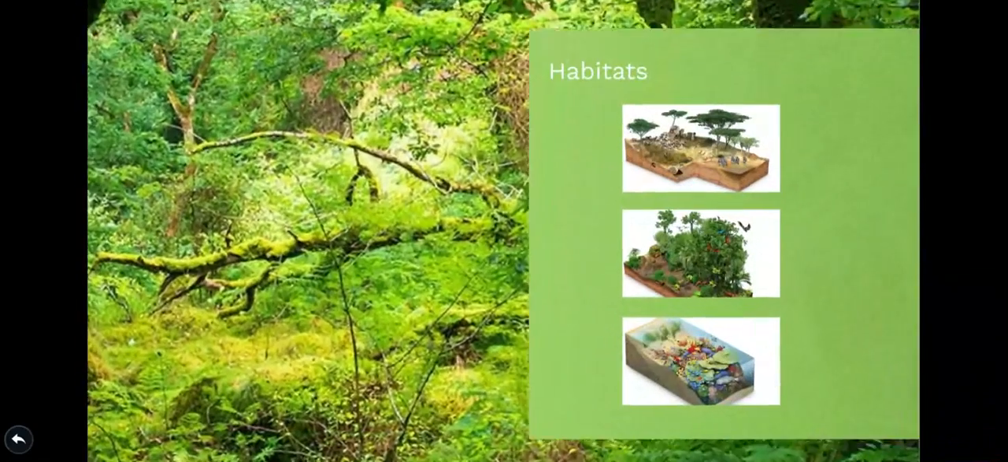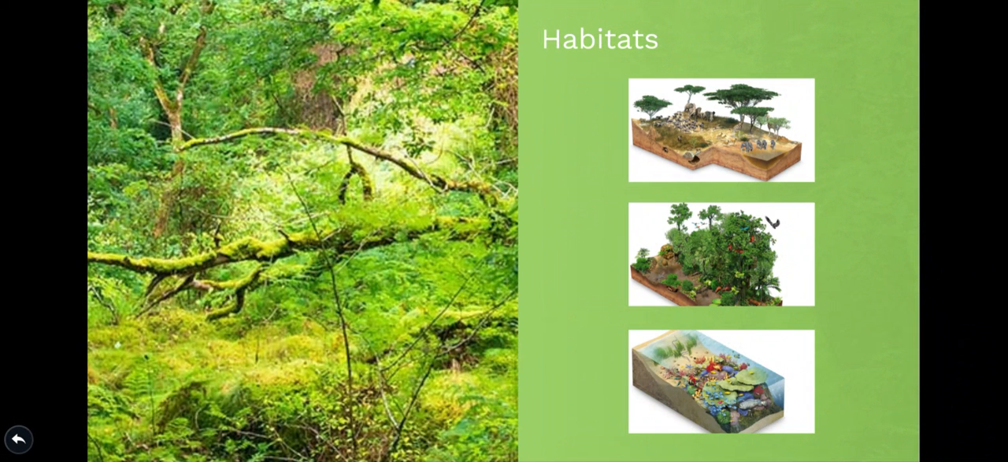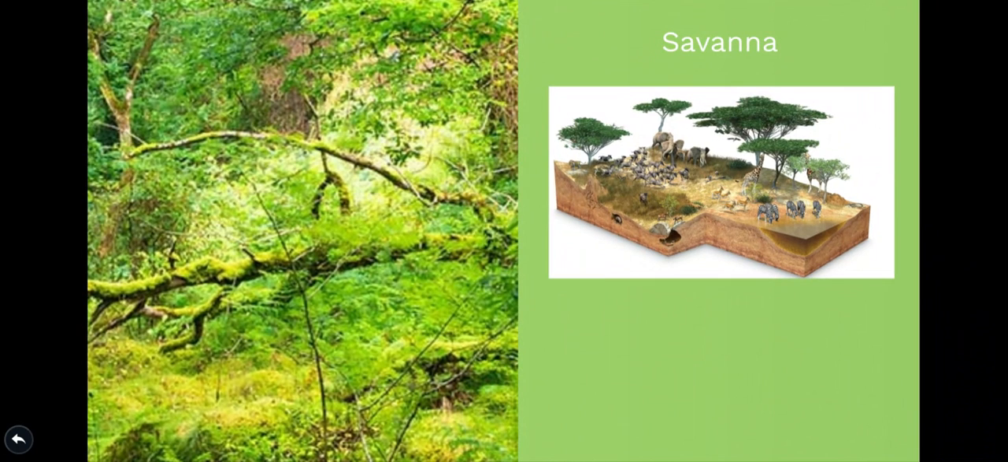organism. Now, habitats, we're going to give 3 examples in this particular case, and it will differ from place to place. And again, it will differ from organism to organism, from species to species. So the first example we're going to have a look at is the African savanna.